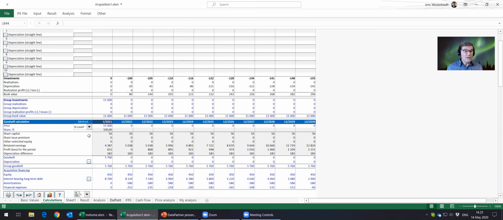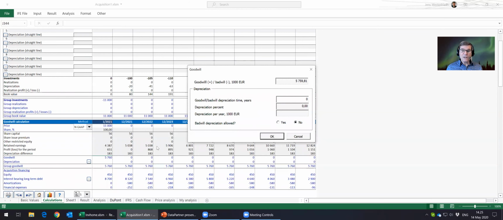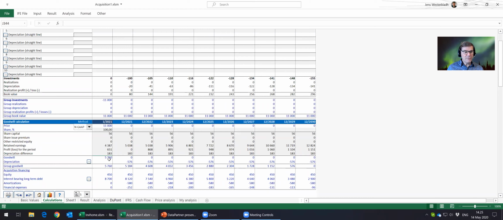So if you don't use international accounting standards, US GAAP or IFRS, or if your national GAAP doesn't require it, and you choose to make a depreciation, then you choose national GAAP, and on this row for depreciation, you press this button and enter the time for depreciation. Let's say depreciate over 10 years. Press OK, and you see you have the goodwill and how it's depreciated.